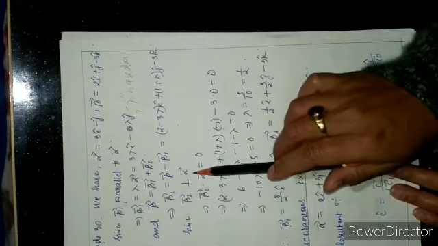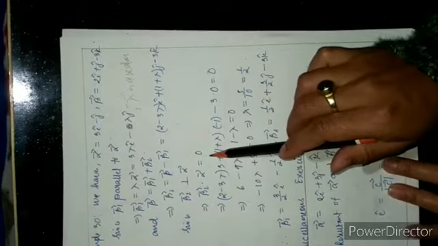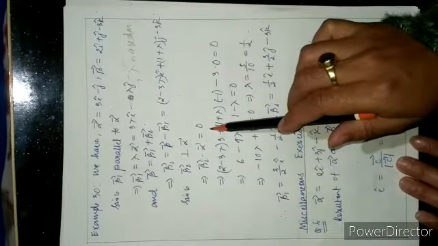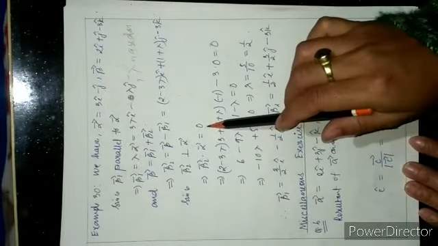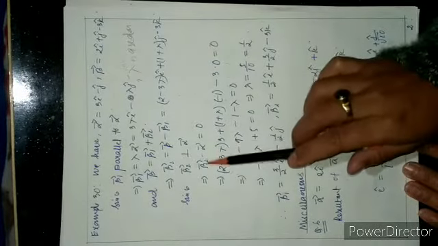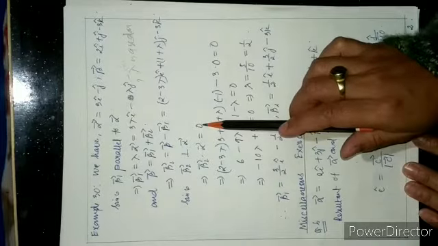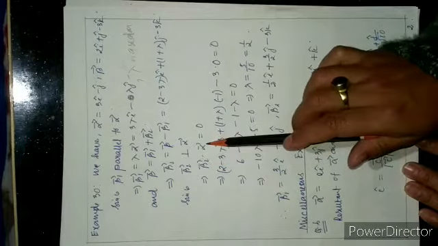Since this beta 2 vector is perpendicular to alpha vector, their scalar product will be equal to 0. Find the scalar product of alpha and beta 2, which is equal to the sum of the products of corresponding components of beta 2 vector and alpha.